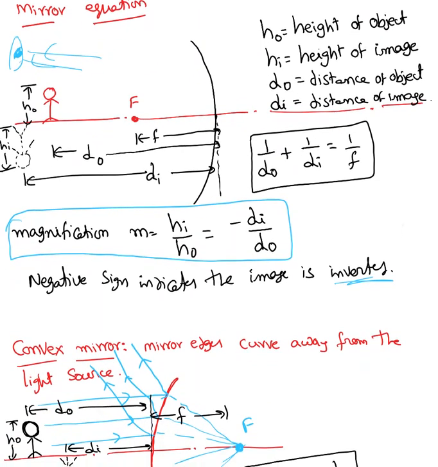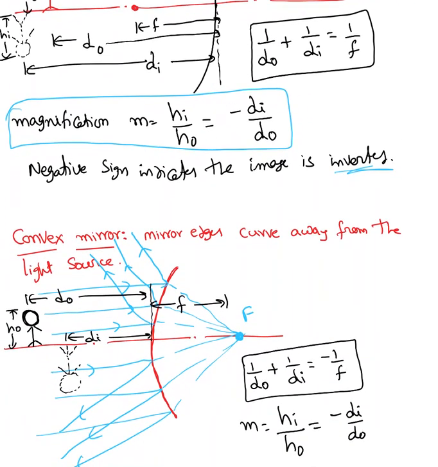Okay, now when it comes to the convex mirror, mirror edges curve away from the light source. So basically here is your eye, we're looking at the mirror. Okay, it's a convex mirror, so the light rays are going to come into your eye from the mirror. So mirror edges curve away from the light source. So basically the source is right here, so sunlight is falling on this object or this person, and they're scattered all around. Okay, so for this convex mirror, the focal point is going to be behind the mirror.